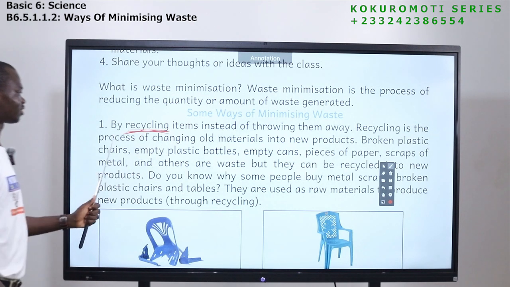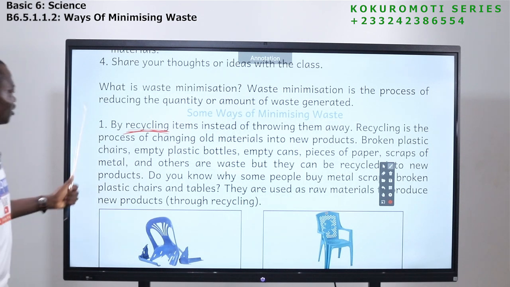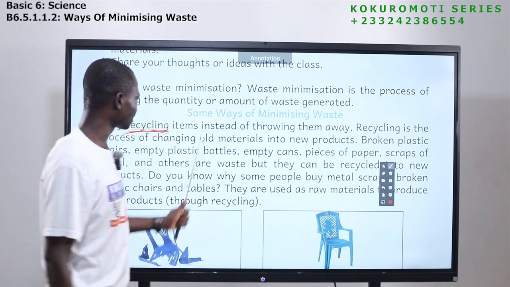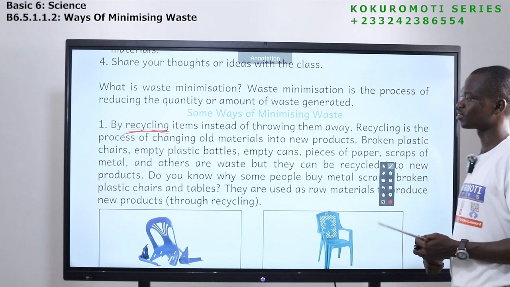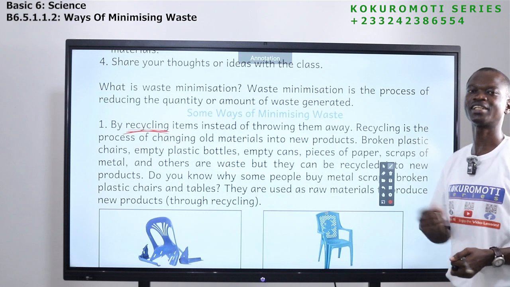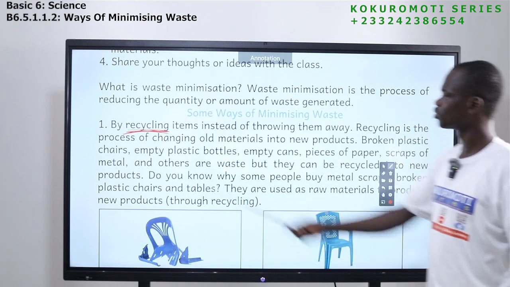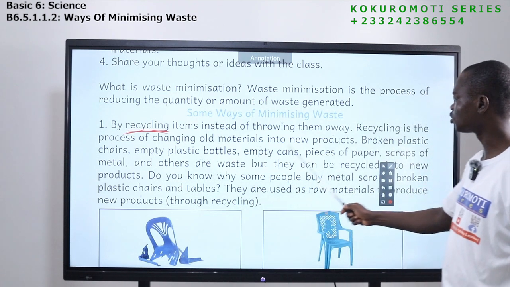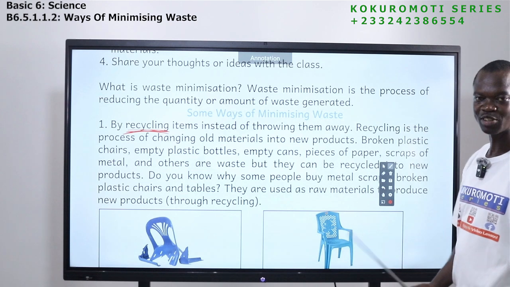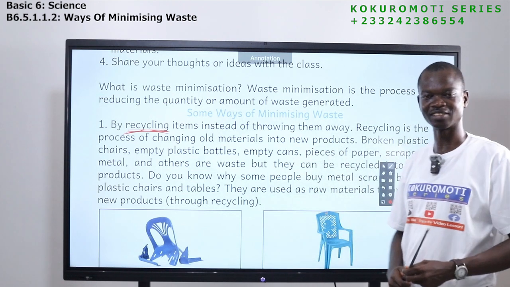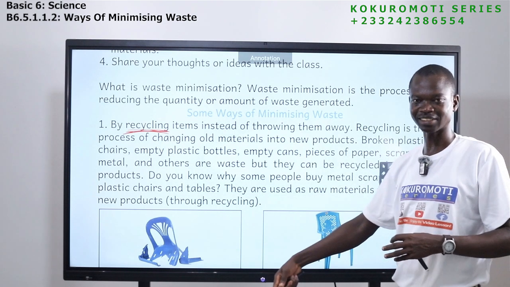This word here, recycling. Recycling. So the first thing is that by recycling items instead of throwing them away. So if you generate waste, please don't just throw it away. Recycle it. What is the meaning of recycle? So recycling is the process of changing old materials into new products. Listen, you have old materials. You can change it to new material. You have old material. You can change it to new products.